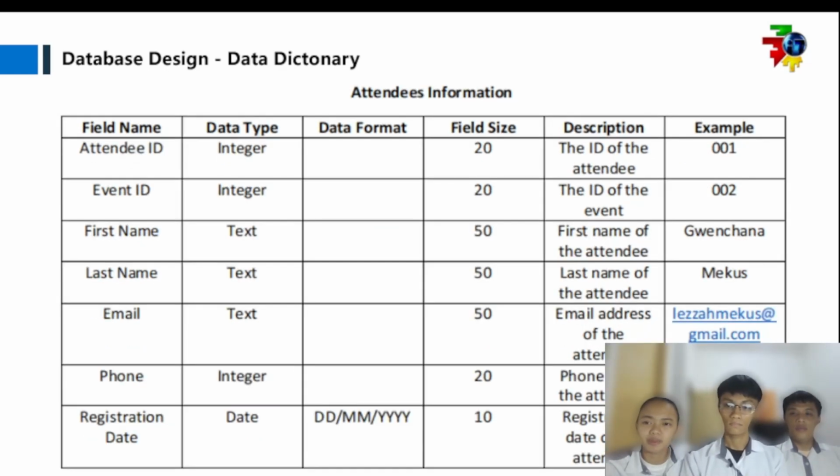For our attendance information, we have the following: the attendee ID, the data type is integer and the field size was 20. For the event ID, the data type was integer and the field size was 20. For the first name and the last name, they both have the data type of text and the field size of 50. Also for the email, the data type was also text and the field size was 50. For the phone, the data type is integer and the field size was 20. For the registration date, the data type was date and the field size was 10.